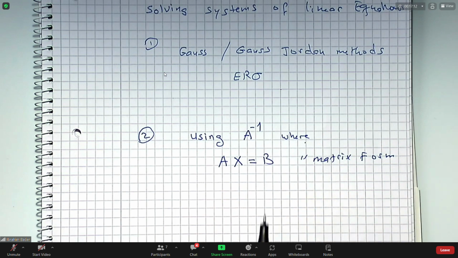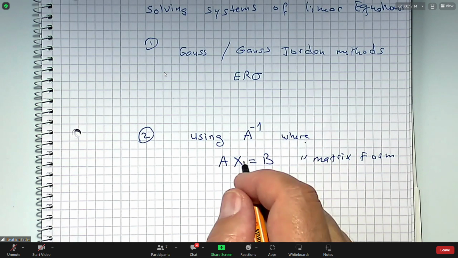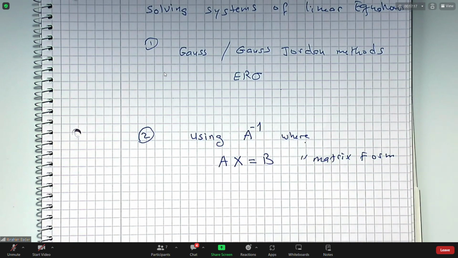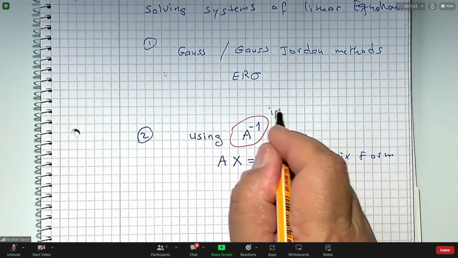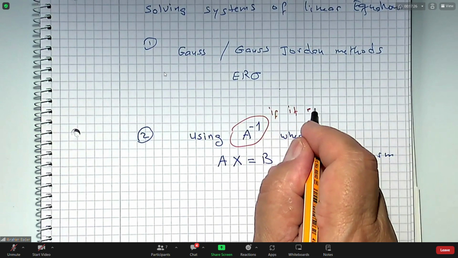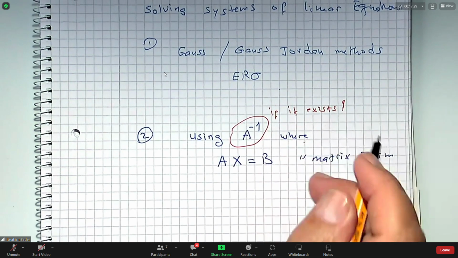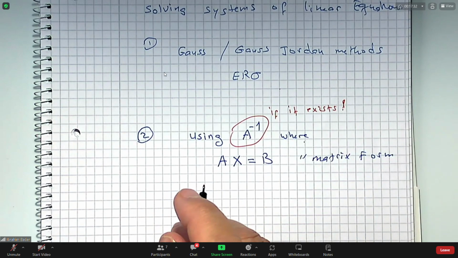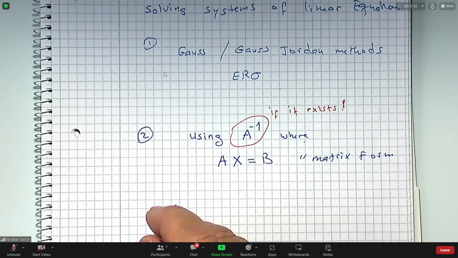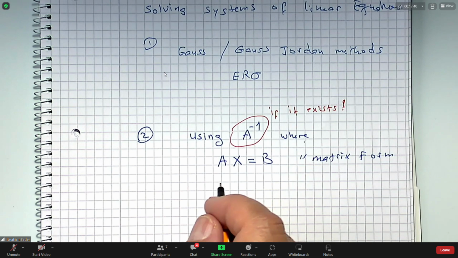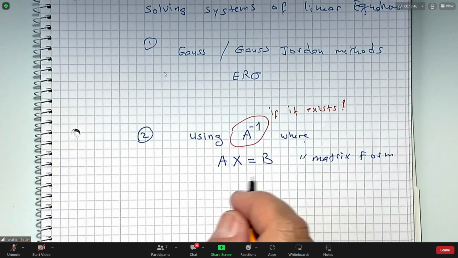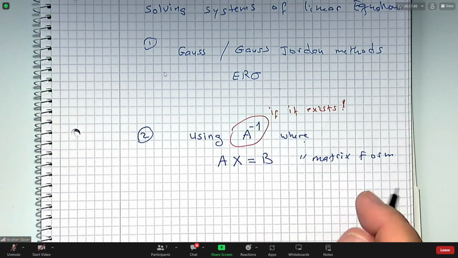And of course, the inverse doesn't always exist. So if it exists, let's say. It's not guaranteed that A inverse exists for every matrix. We will see that it exists for matrices that have as many rows as columns, which we call square matrices. And of course, the determinant should not be zero. So we'll learn some techniques to evaluate this A inverse.